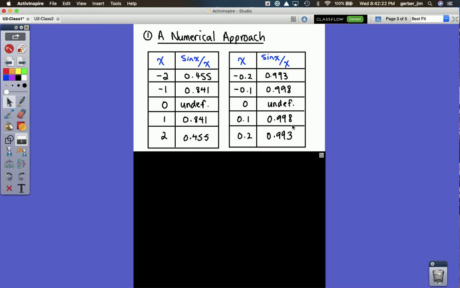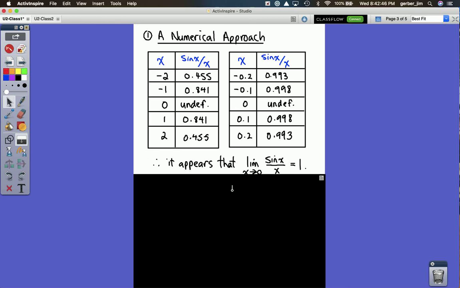And when we look from the other side, we notice that this is an even function. So whatever happens on the left side of 0 happens on the right side of 0. And now we look at this. And again, if I ask you to guess, what do you think this function is approaching as x gets closer and closer to 0? You'd probably guess 1. And you'd be a little more confident that it's 1 than you would have been over here. So by looking at it numerically, we can say it seems like the limit as x goes to 0 of sine x over x is 1. We're not really completely certain, but it appears to be going that way. So a numerical approach maybe doesn't give us an exact answer, but it gives us a pretty good idea.